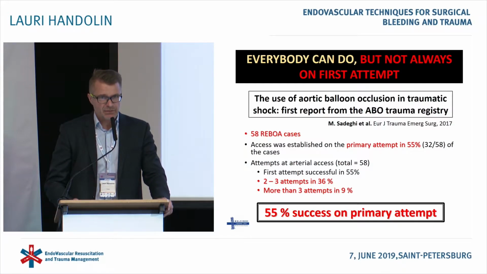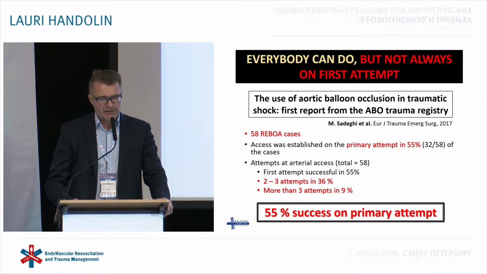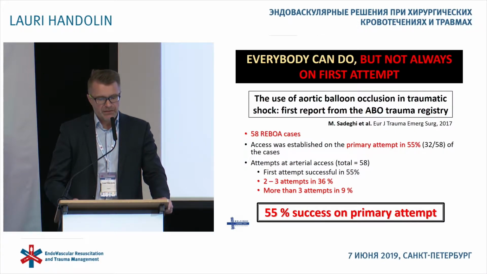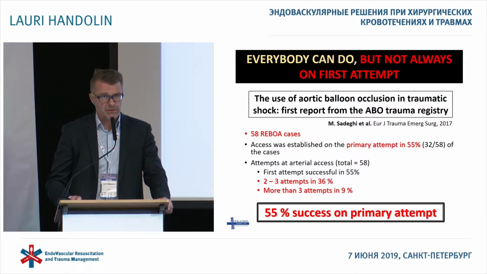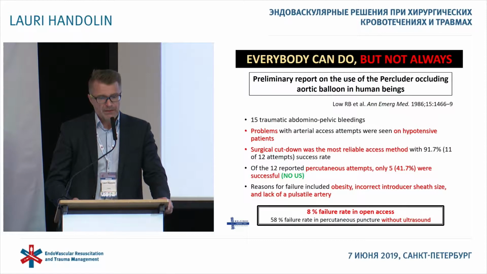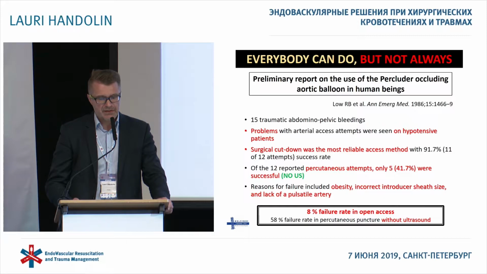This result is coming from the ABO trauma registry, saying that in 55 cases in that registry, the primary attempt was successful in half of the cases. So you need to prepare for a second attempt, maybe for a third attempt. This is coming from 86 15 patients, saying that in open cut-down, there was an 8% failure rate, and a 60% failure rate in percutaneous punctures done without ultrasound.